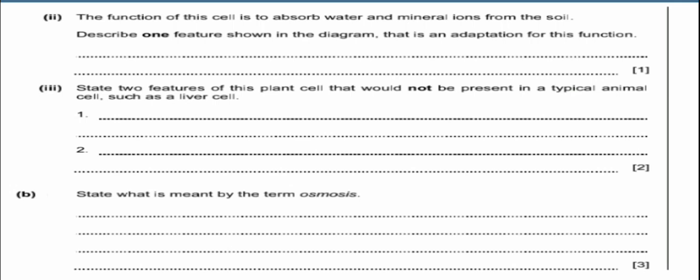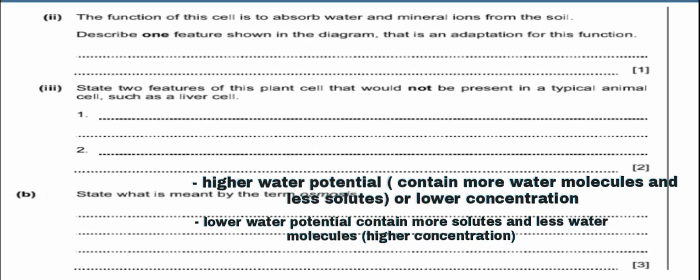When I say high water potential, what is the meaning of high water potential? High water potential is the region where you're going to have more water molecules, meaning it is a lower concentration solution. Then when you say lower water potential, it is the region where you are going to have fewer water molecules and a higher concentration of solutes. Examples of solutes: sugar, salt, and so on.